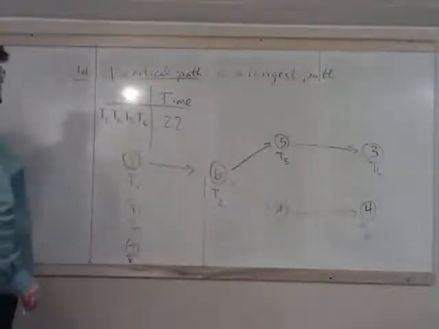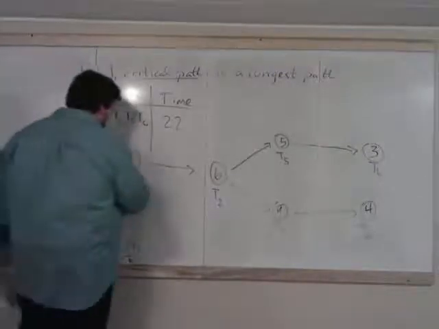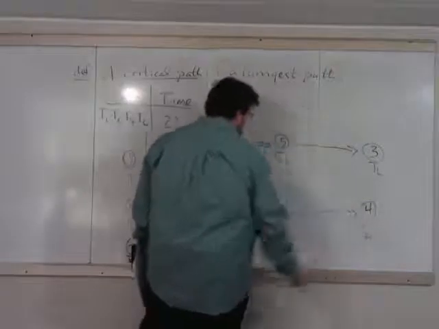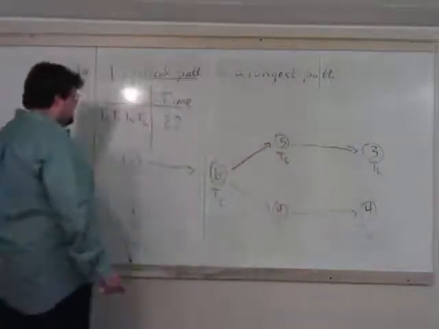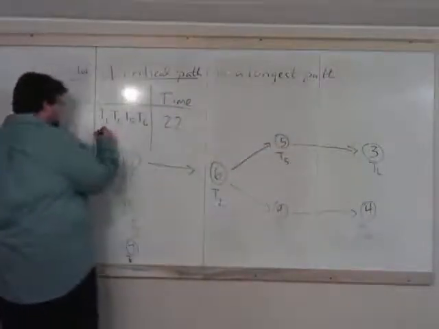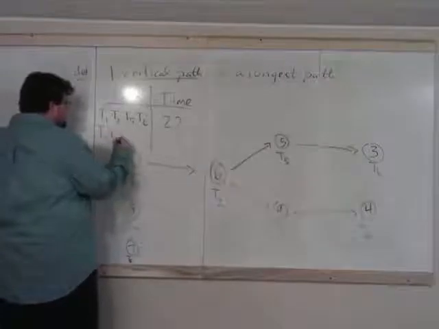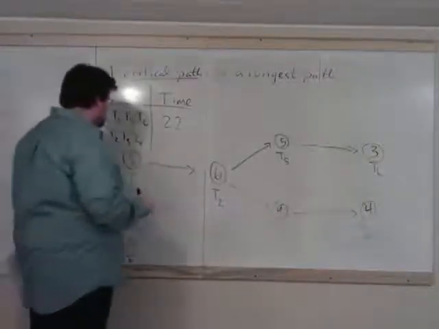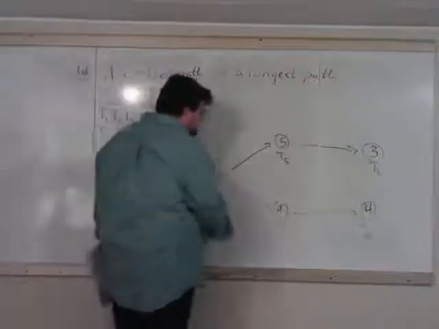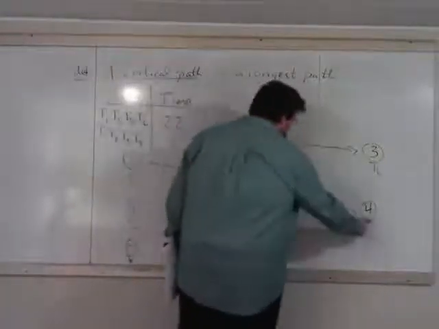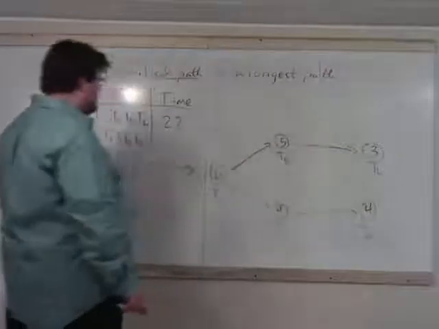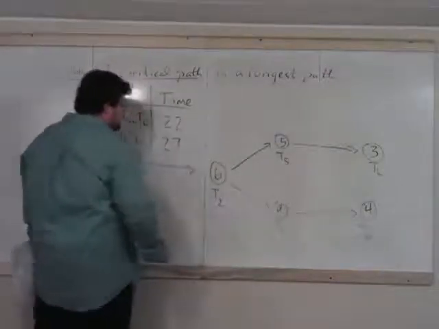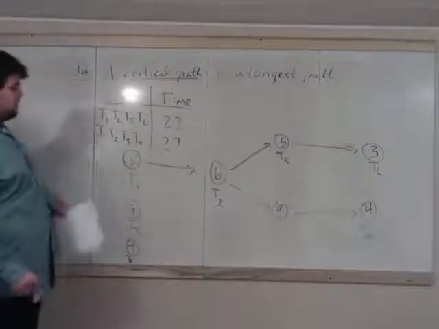Okay, let's look at another path. Task 1, 2, 3, 4. Well, I'll write that down first. Task 1, task 2, task 3, task 4. Takes 8, plus 6 is 14, plus 9 is 23, plus 4 is 27. So that's 27 minutes to go through that task. So that covers that part of the graph.